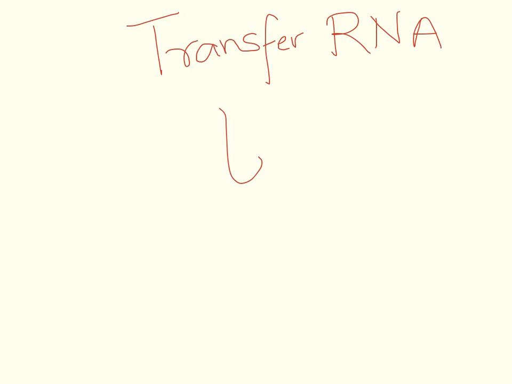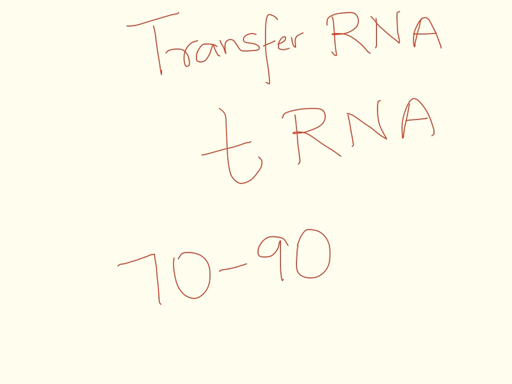The third type of RNA is known as the transfer RNA, abbreviated as tRNA. Now, tRNAs are the smallest of RNA molecules. They have about 70 to 90 nucleotides.